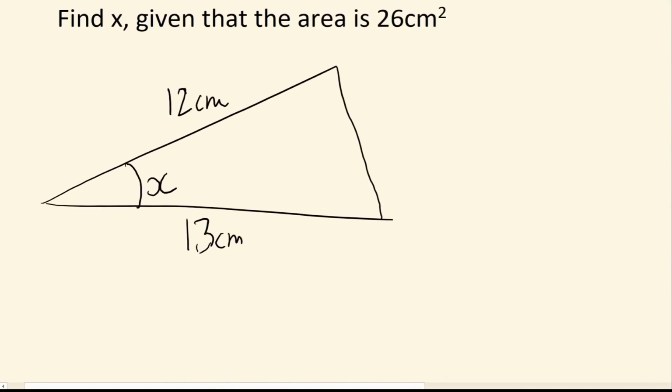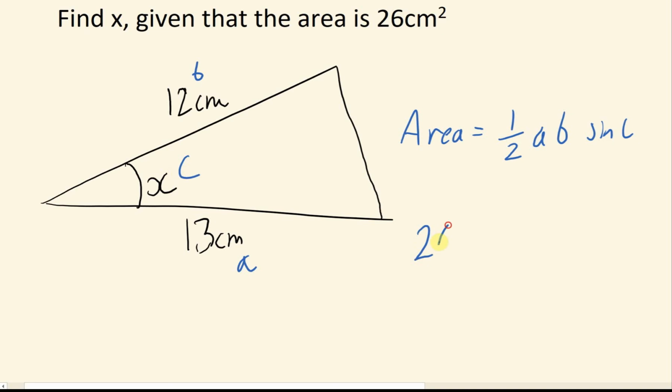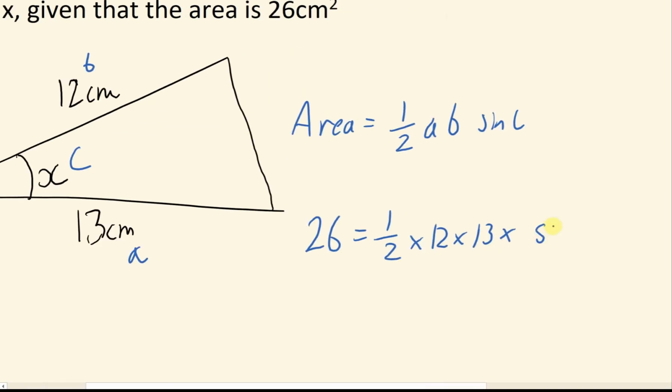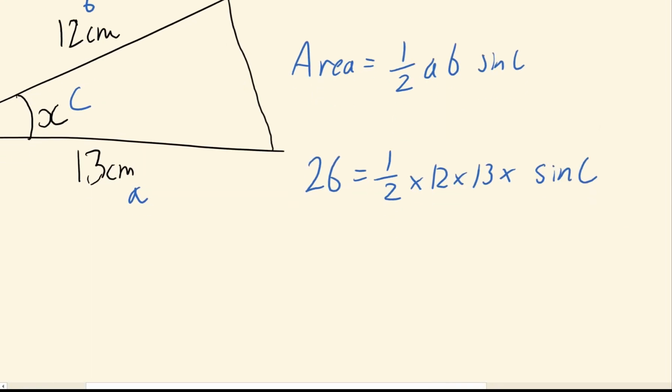Okay, here's the same idea, but now we need to find a missing angle. So find x given the area. We start the exact same way. Write the formula for area down. Area is a half AB sine C, and we plug in what we know. So the area is 26. That's going to be a half times 12 times 13 times sine C, or in this case sine x.